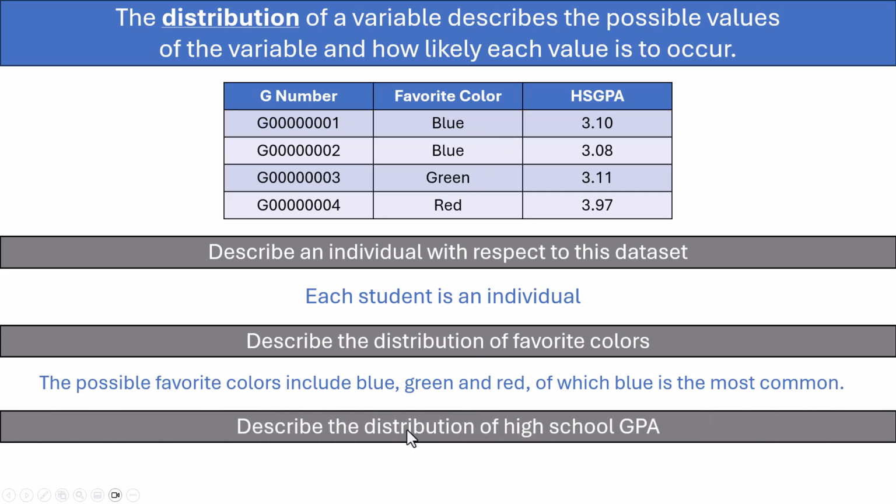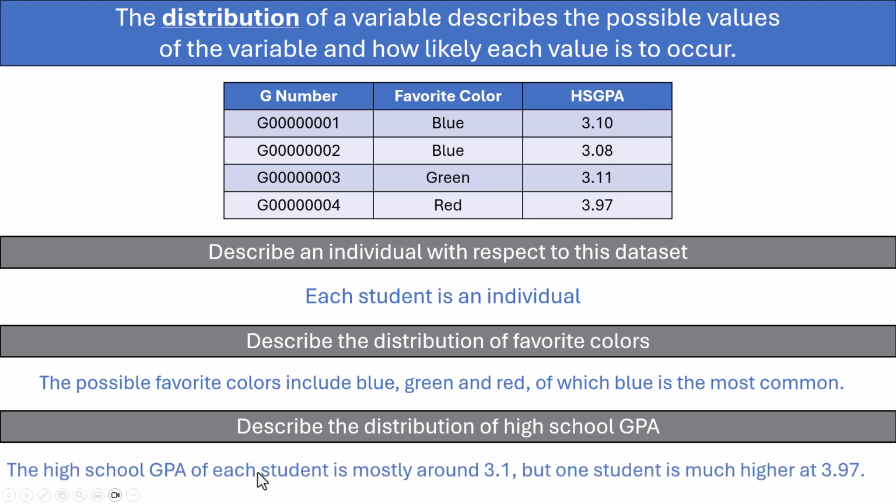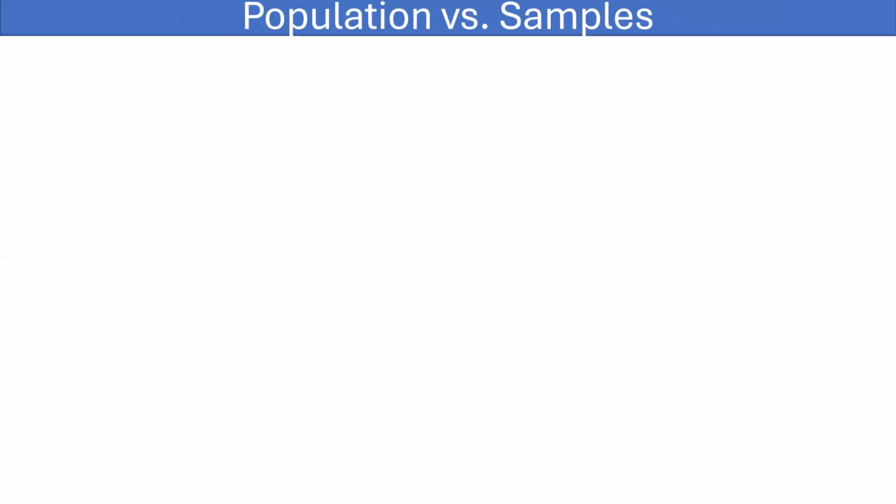Finally, we are asked to describe the distribution of high school GPA. If we look at the high school GPA column, we can see that the high school GPA of each student is mostly around 3.1 because we have 3 students that are right around 3.1, but 1 student is much higher at 3.97.